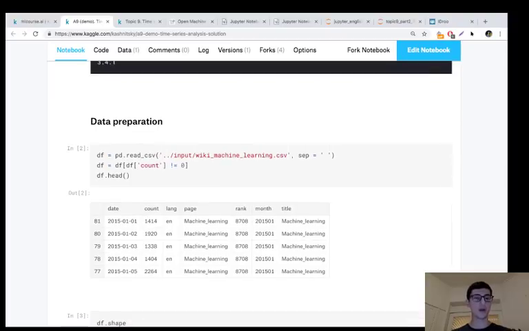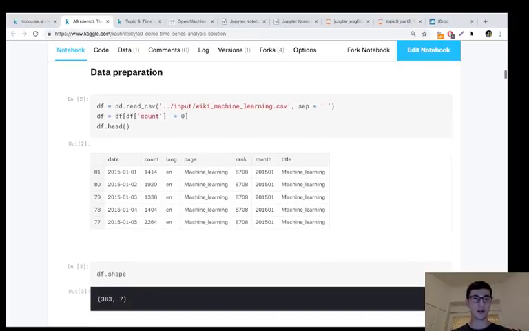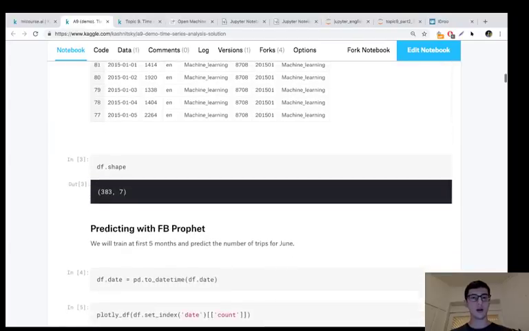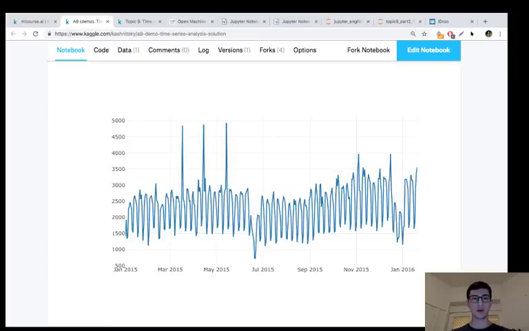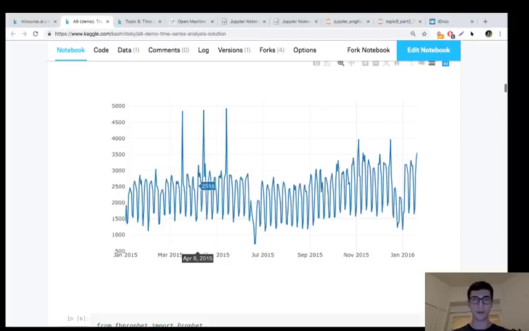So here we deal with a data set on the number of articles on Wikipedia about machine learning. The data set is pretty simple: date and the number of papers about machine learning. If we predict it with Facebook Prophet, we'll first set a date index. We can make a plot, and you see, with Plotly, we have a very nice plot.